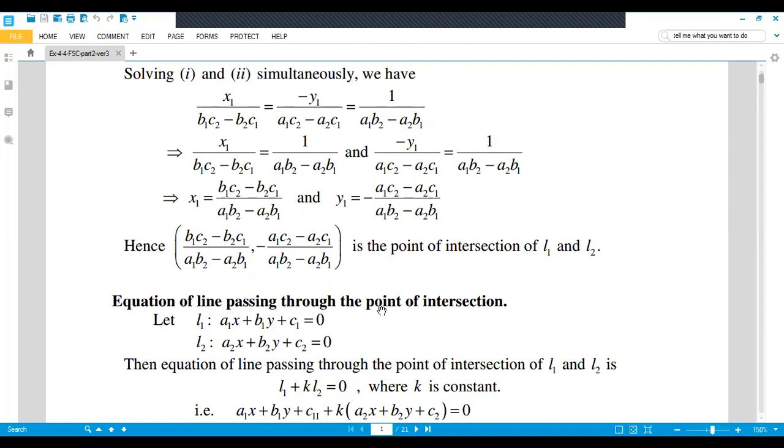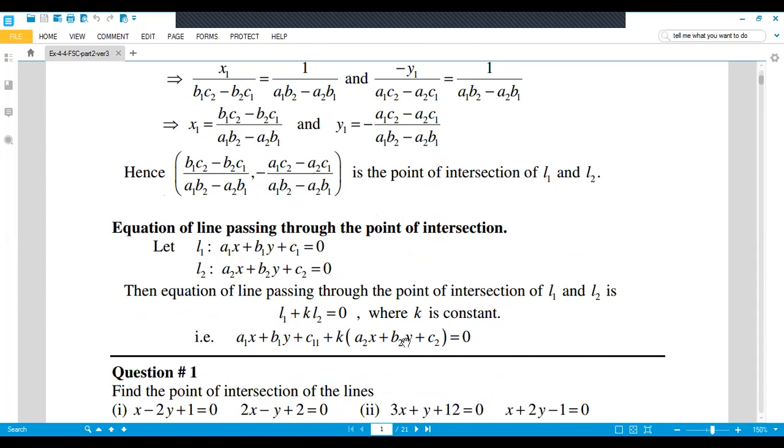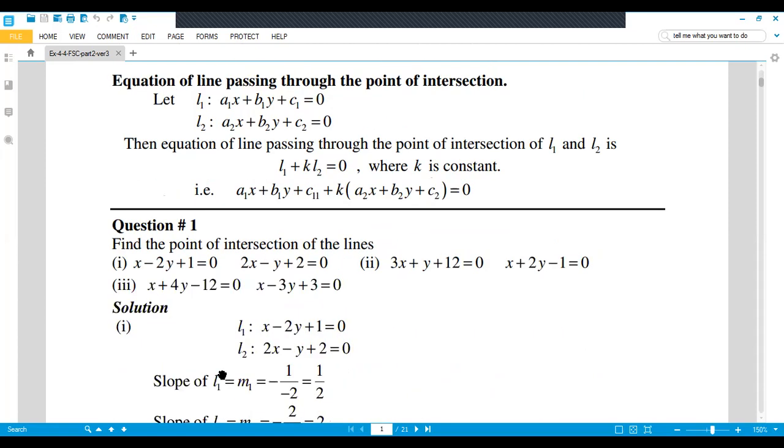Equation of a line passing through the point of intersection. If you have any line which is passing through the point of intersection, then it is L1 plus K L2, where K is a constant, with the help of this formula. Question number 1 is not included. Come to question number 2.